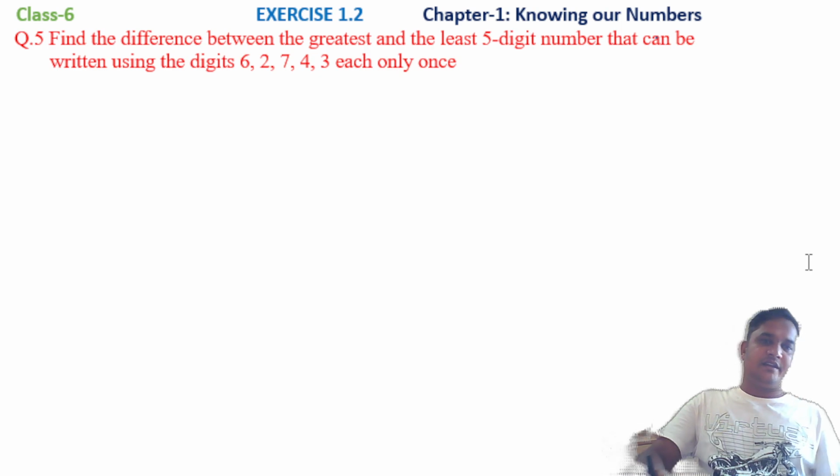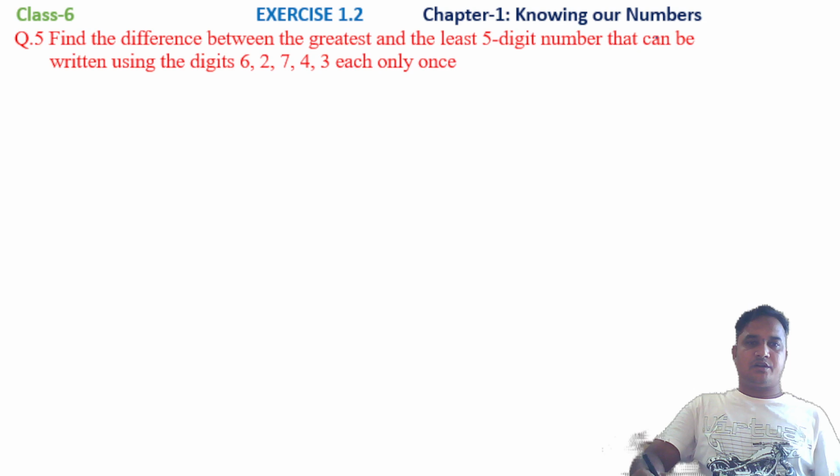Okay, today we'll understand class 6 exercise 2, chapter 1, Knowing Our Numbers. Find the difference between the greatest and the least 5 digit number that can be formed. Question 7. What we need to do is write the greatest number and the smallest number.